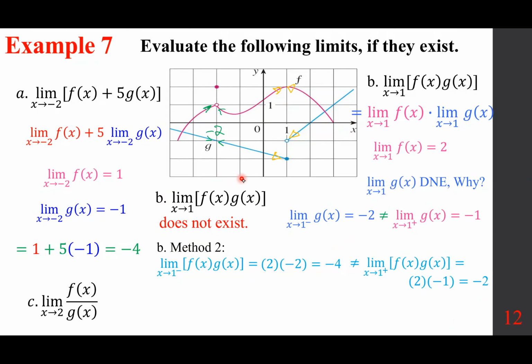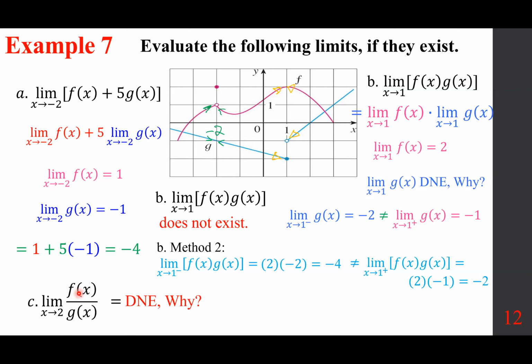What about the limit of f of x over g of x as x approaches 2? Well, this one does not exist either. Why is that? Because let's look at each case.